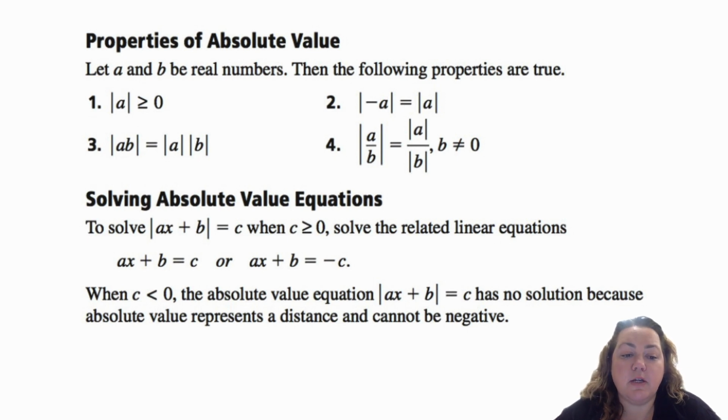Solving absolute value equations. To solve the absolute value of ax plus b equals c, where c is greater than or equal to 0, solve the related linear equations: ax plus b equals c, or ax plus b equals negative c. Where c is less than 0, the absolute value equation ax plus b equals c has no solution, because the absolute value represents a distance and cannot be negative.